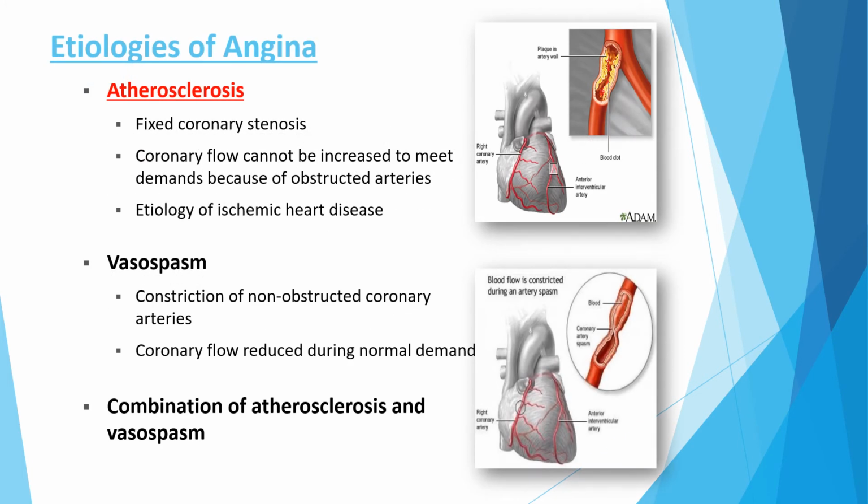There's really only two etiologies of angina, either atherosclerosis or vasospasm. With atherosclerosis, this is due to fixed coronary stenosis. So the picture that I showed you earlier of that plaque just building up impairs coronary flow to your heart, and therefore you get demand ischemia because of the lack of oxygen supply. With vasospasms, there's actually just a constriction of non-obstructed coronary arteries. Sometimes this can be due to patients that have extra electrical stimulation to the heart. And then there's also a combination of both.